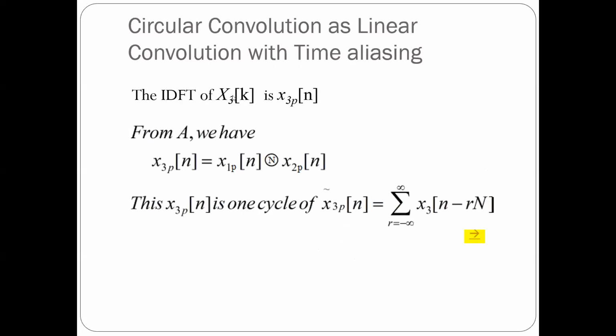So the IDFT of x3 of k is x3p of n. So from above we have x3p of n is equal to x1p of n N-point circularly convolved with x2p of n. This x3p of n is one cycle of x3p tilde of n, which is equal to sigma r equal to minus infinity to plus infinity x3 of n minus rN. So which means you require capital N to be at least equal to the length of x3 of n, which is equal to L plus P minus 1.